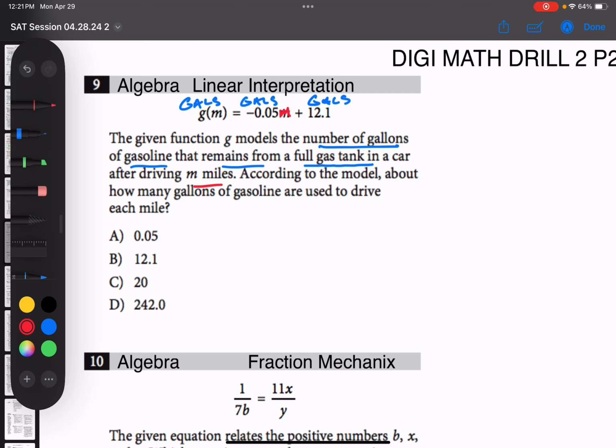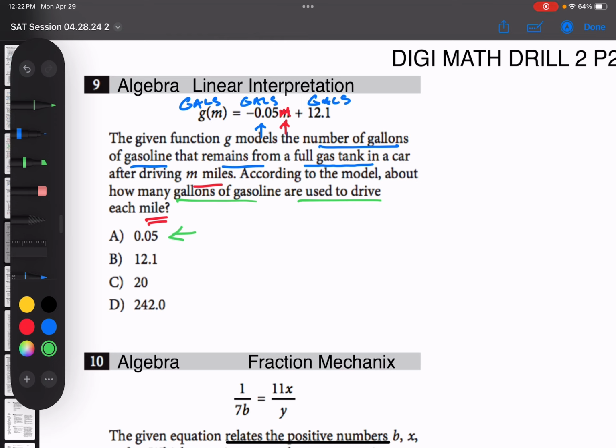About how many gallons of gasoline are used to drive each mile? Well, we do have each mile, and we know the negative 0.05 represents gallons. So for every mile we drive, we're going down 0.05 gallons. So I think this is pretty easy. This is pretty amazing for a question number 9 to be a medium level question. I believe that most students think they have to solve something, and you don't. You're just interpreting what they're giving you in a formula to basic English math.